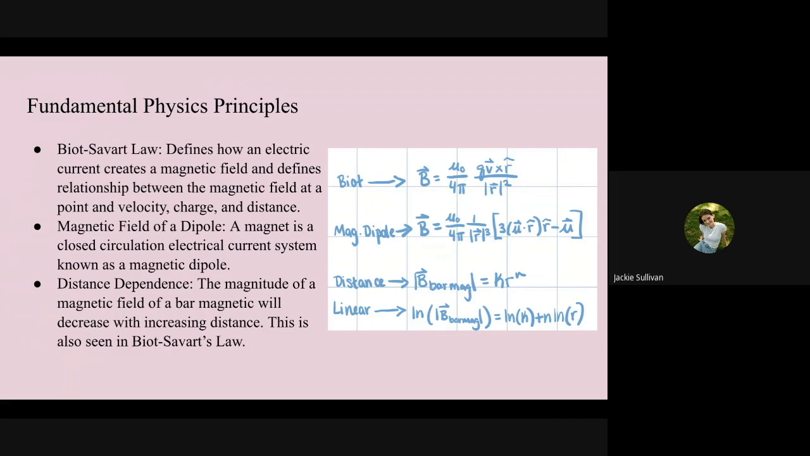Some fundamental physics principles are the law that I mentioned on the first slide, and this defines how an electric current creates a magnetic field and defines the relationship between that magnetic field and other variables such as velocity, charge, and distance. The magnetic field of a dipole is also extremely important in this, and it shows that a magnet is a closed circulation and acts as a dipole. That was also key in this lab, and the magnitude of the magnetic field of the bar magnet will decrease with increasing distance. This is also seen in the law.